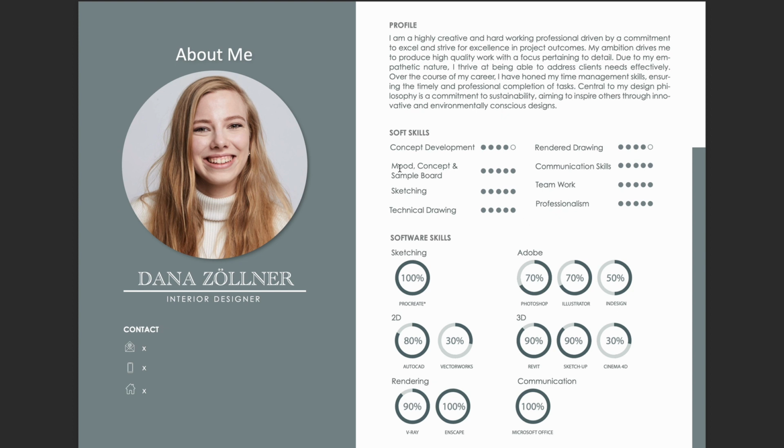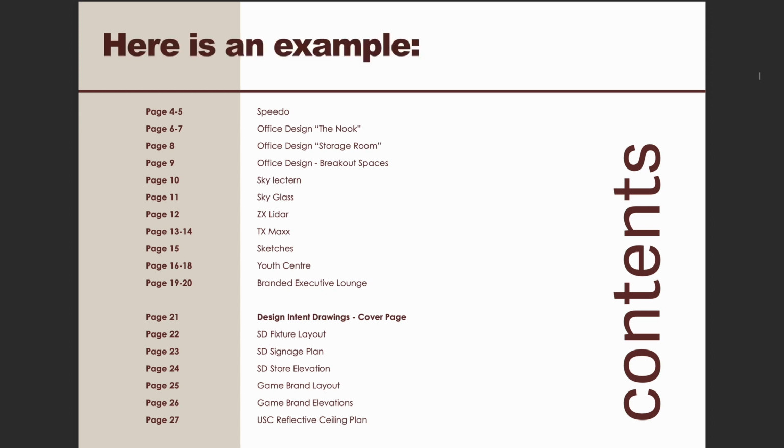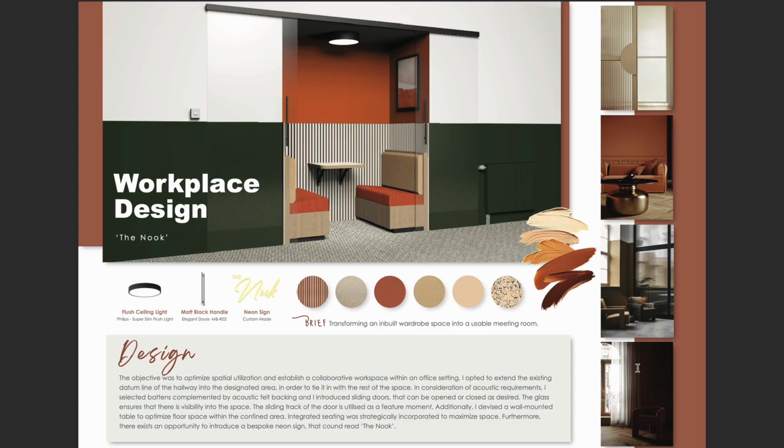Then I have included some soft skills over here and some software skills over here, and I've tried grouping the software. For example, I've put Revit, SketchUp and Cinema 4D together. And then the next page would usually be a contents page, but for this portfolio I have not included a contents page.